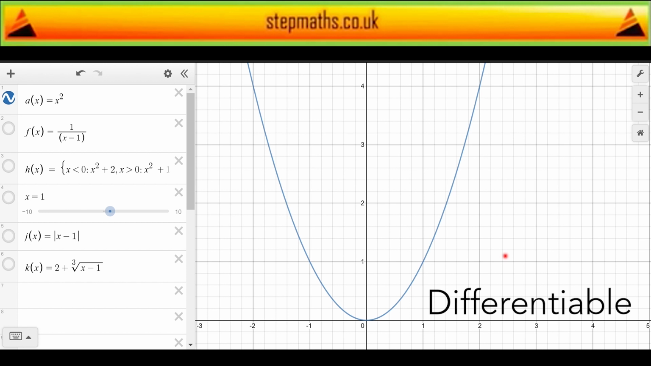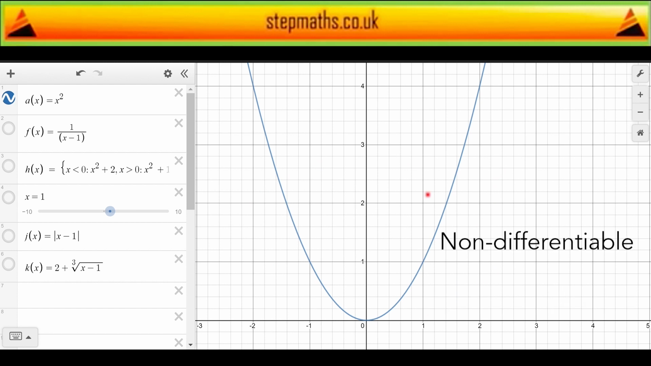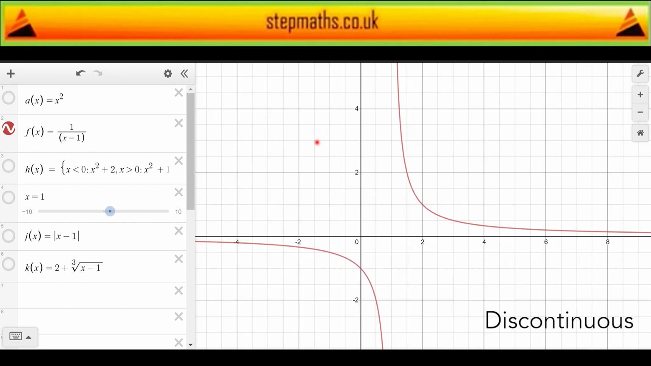But officially, differentiable just means that the function has a well-defined derivative, or in other words, it has a well-defined gradient at whatever point. So what functions aren't differentiable? Well, there's three main types. The first one are graphs that are discontinuous, the second ones are graphs with cusps, and the third ones are graphs with vertical tangents.